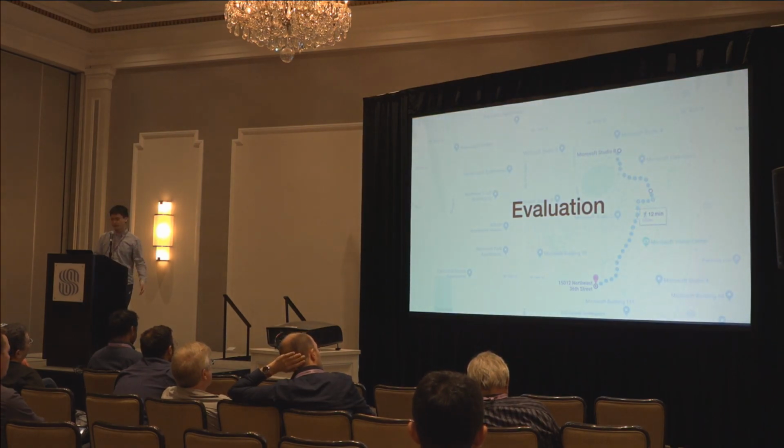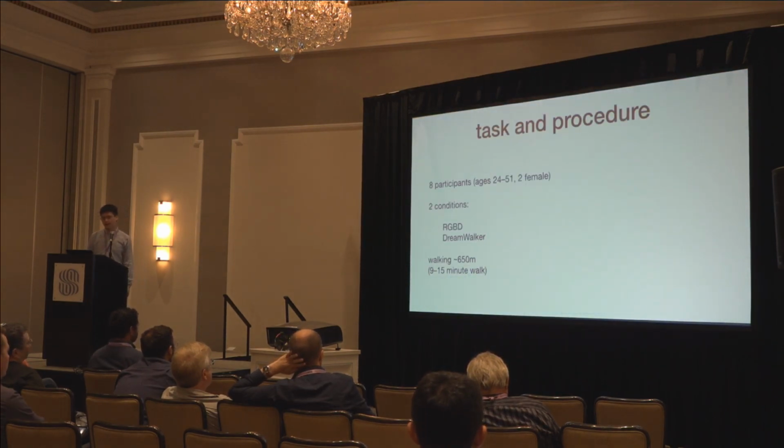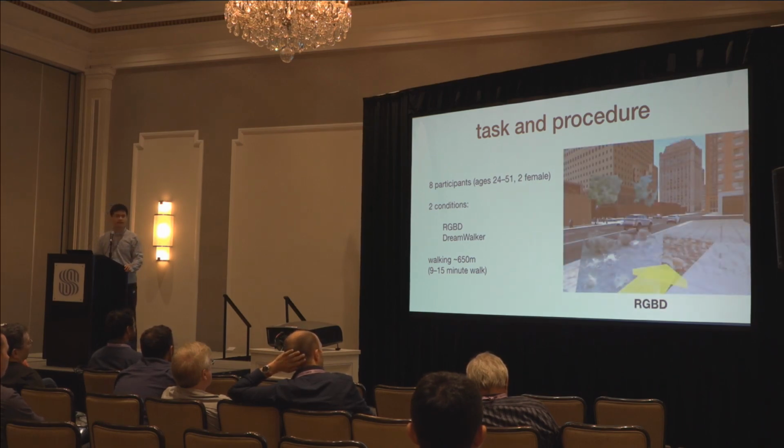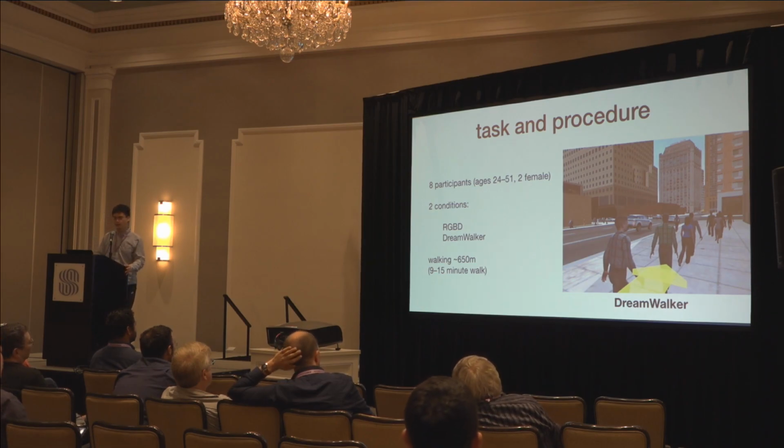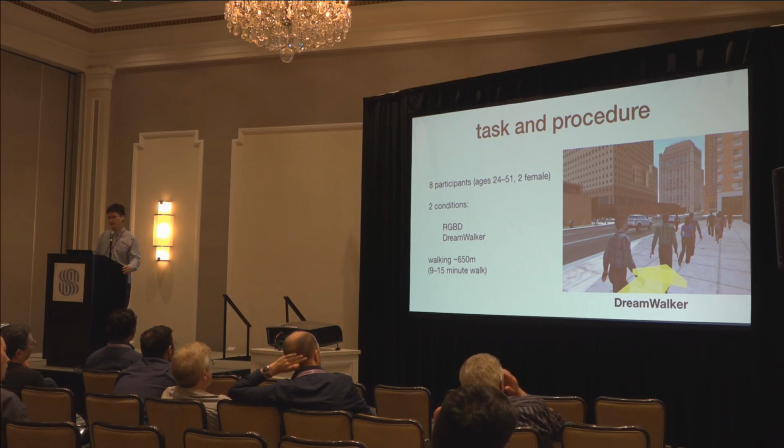So finally, I'm going to briefly go through the evaluation. We asked 8 participants to try out our system. We presented them one condition, the RGBD condition, where they see the RGBD point cloud up to 5 meters. And in the other condition, they see DreamWalker. And they walk for 600 meters or so, and it's around 9 to 15 minutes.